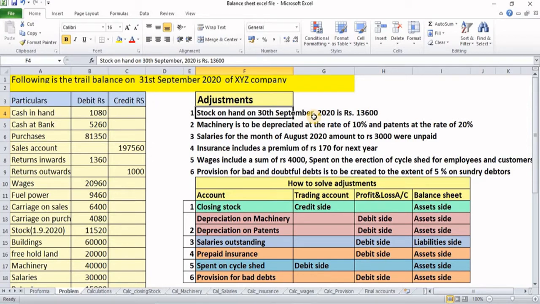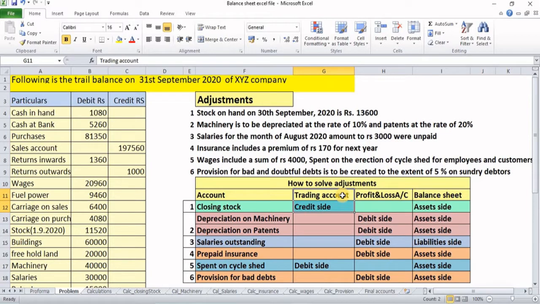As usual, we will mention closing stock on the credit side of the trading account and the asset side of the balance sheet. The reason for mentioning it on the credit side of the trading account is that we are preparing the trading account to ascertain gross profit and gross loss. Closing stock is a leftover stock of finished goods. So, we are mentioning it on the credit side of the trading account.